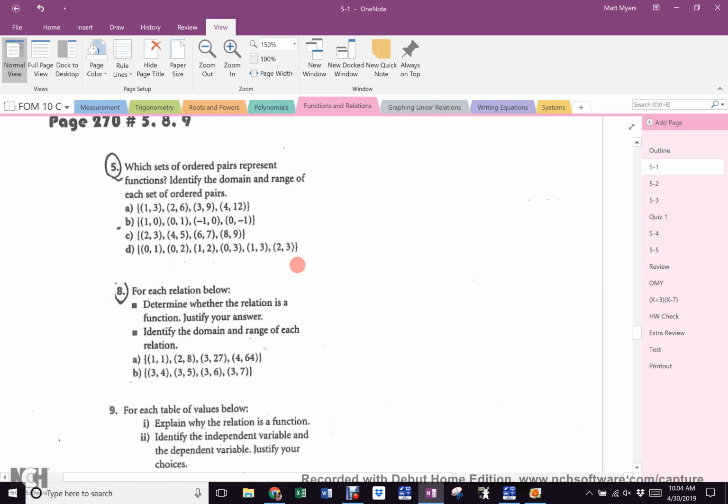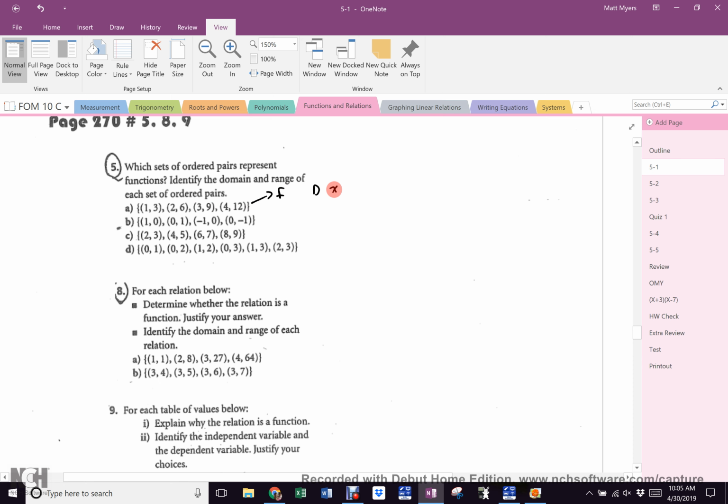All right. Which are functions? If it's going to be a function, then every x has to equal how many y's? Only 1. So when x is 1, are there any other x's that are 1? No. So 1 is always 3. X is 2. Any other 2's? So 2 is always 6. Any other 3's? Any other 4's? So is this a function? Yes. Function. And what is its domain and range?